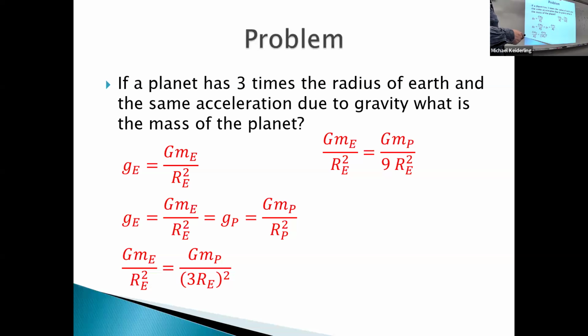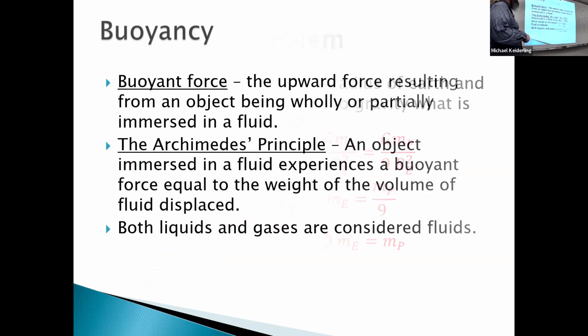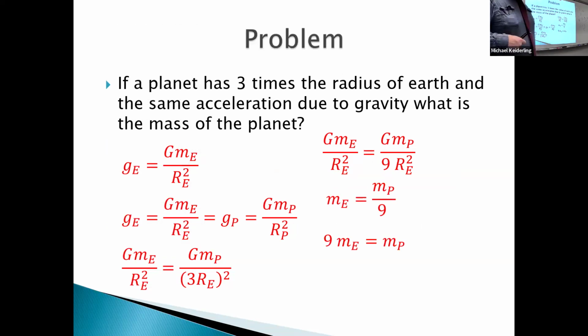Now we can cancel some things. Radius of the Earth squared, big G, and big G cancel out. And so we get mass of the Earth is mass of the planet over 9. So the mass of the planet is 9 times the mass of the Earth. Any questions about gravity?